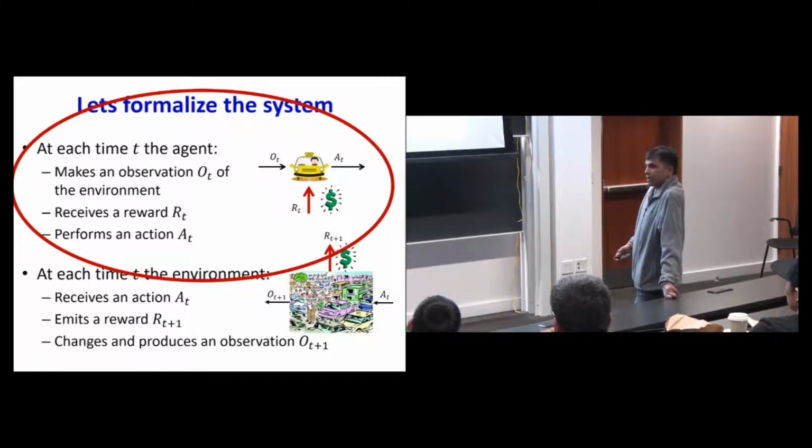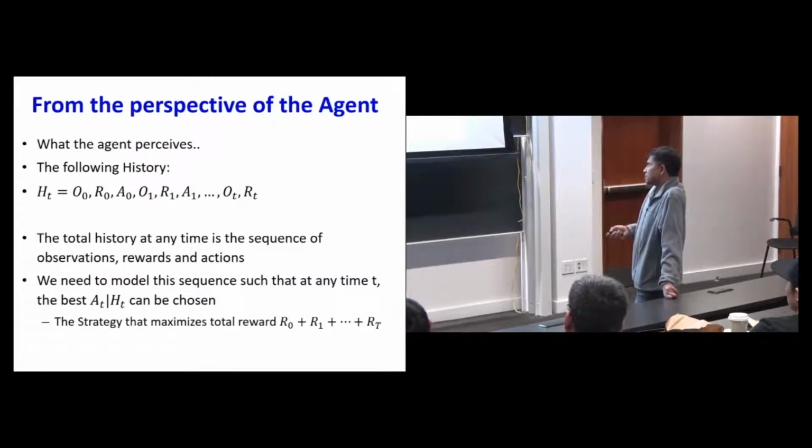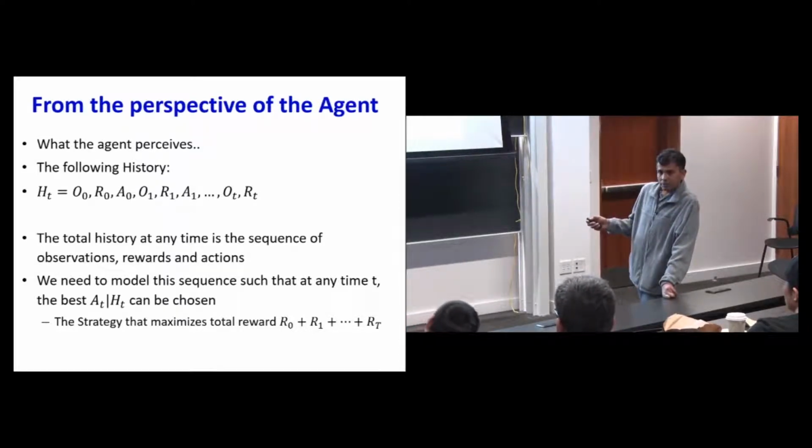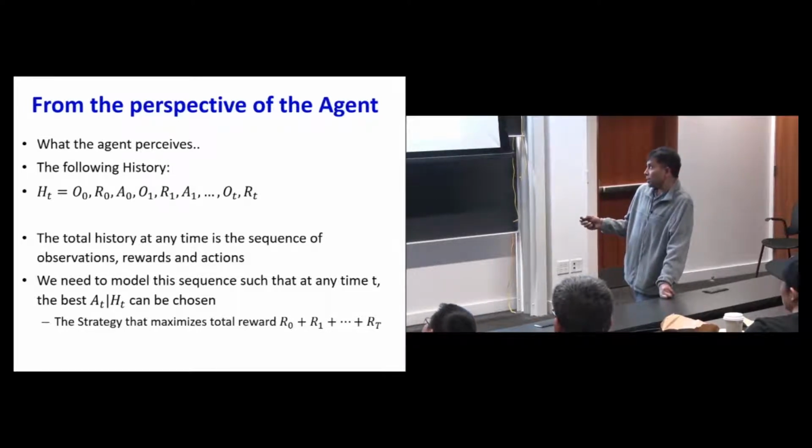So let's look at what the agent actually looks like. From the agent's perspective, here's what the agent has. The agent makes an observation at time 0, gets a reward at time 0, takes an action at time 0, then makes an observation at time 1, gets a reward, takes an action. This is all the agent gets to see.